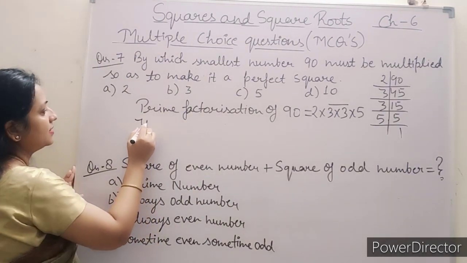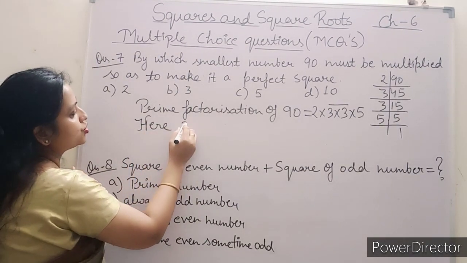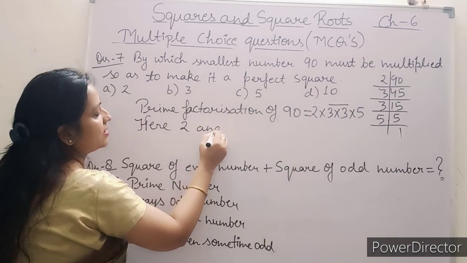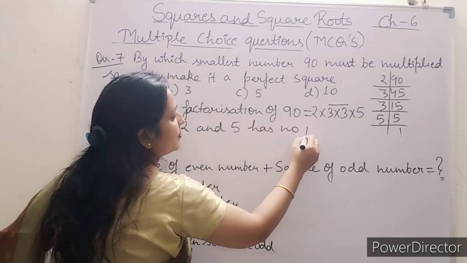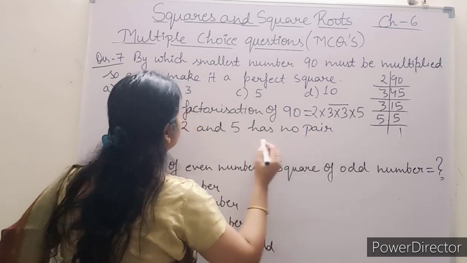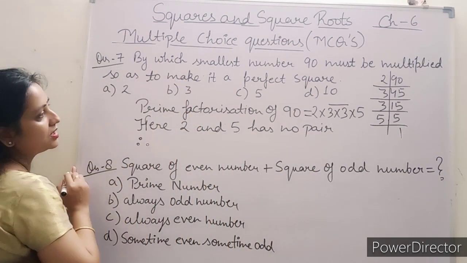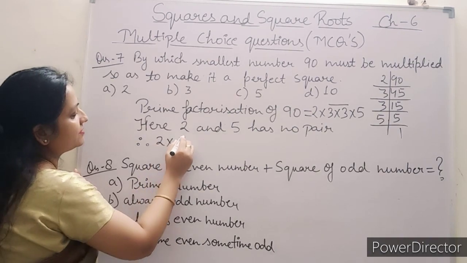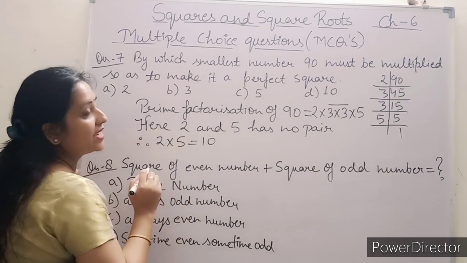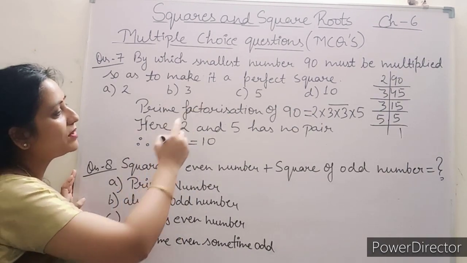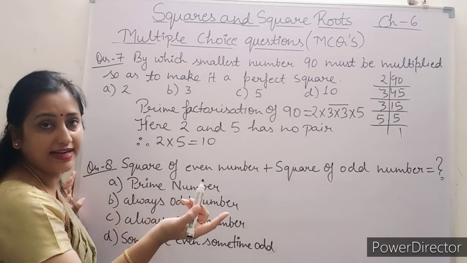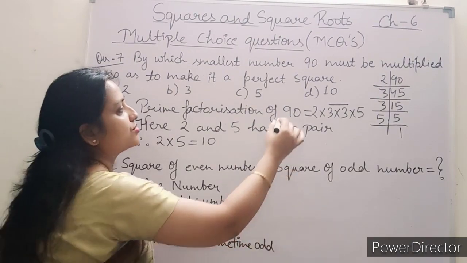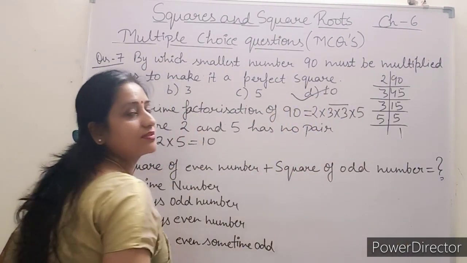Here 2 and 5 have no pair. Therefore, 2 into 5 is equal to 10. It means we have to multiply 90 by 10 to make 90 a perfect square. So D option is correct.